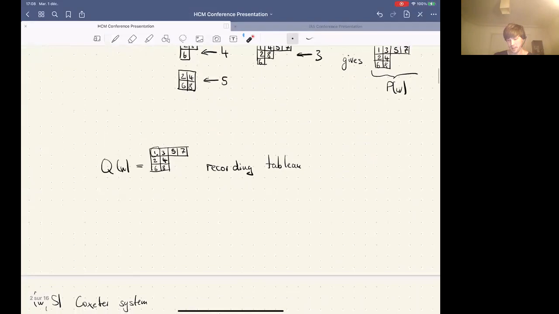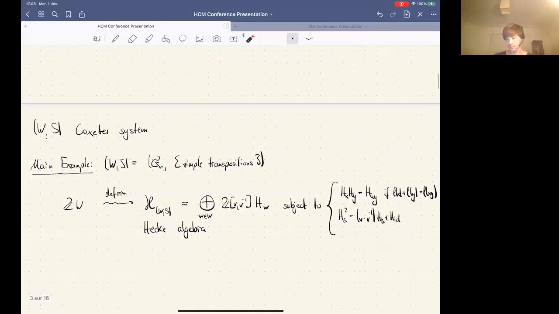So in order to talk about Kazhdan-Lusztig cells, I need to first introduce the Hecke algebra. And for this, I want to fix a Coxeter system. So I fix a Coxeter group W and a set of simple reflections S. The set of simple reflections S gives us a particularly nice presentation for our group W. So all the elements square to one and they satisfy generalized braid relations.